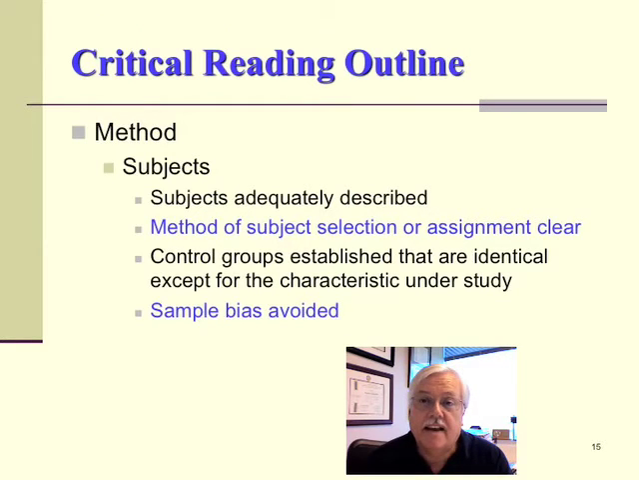When looking at a study, look to see if the subjects are adequately described. Is the method of subject selection or assignment clear? Is the control group established that are identical except for their characteristics under study? And is sample bias avoided?